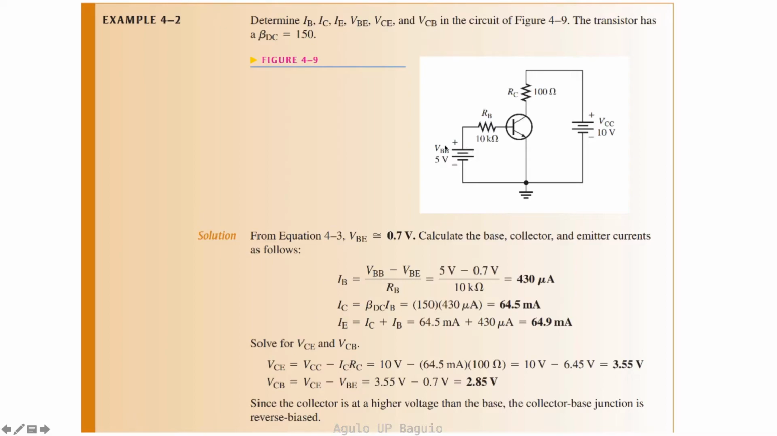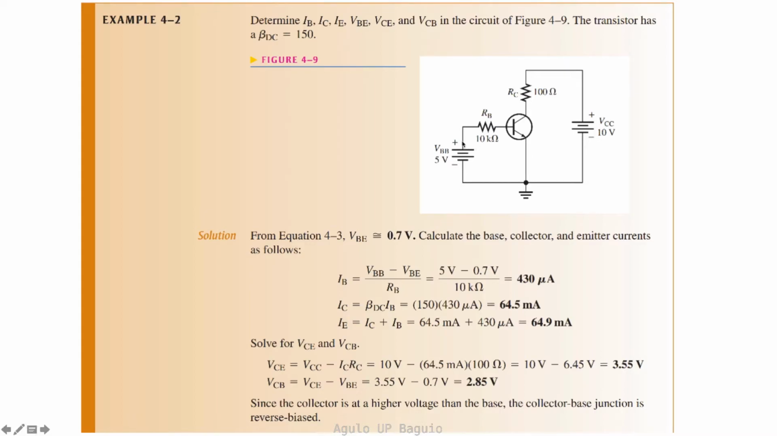IB can be solved by taking the difference between VBB and the base voltage with respect to the ground. The base voltage with respect to the ground is just VBE, since the emitter is connected to the ground. Thus, IB is equal to VBB minus VBE divided by RB, or 5 volts minus 0.7 volts divided by 10 kilo ohms, which is equal to 430 microamperes.